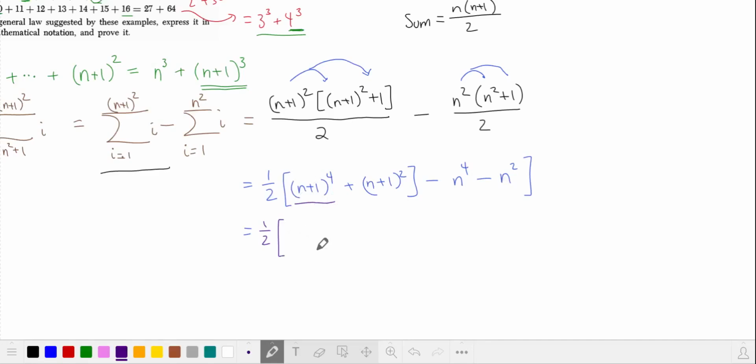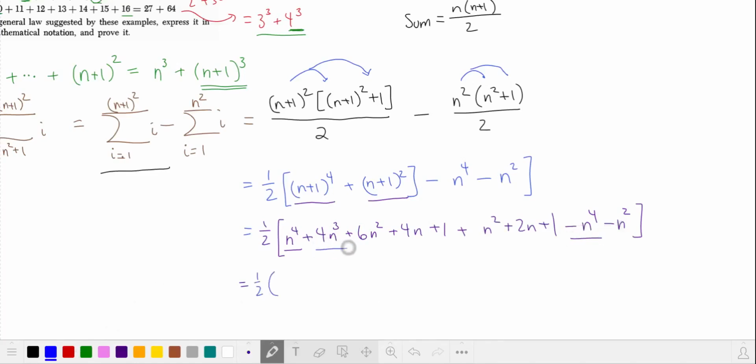That'll be 14641. So this is n to the fourth, 4n cubed, 6n squared, 4n plus 1. And then we'll expand this second squared binomial and subtract n to the fourth and n squared. We lose the n to the fourth terms. We're left with 4n cubed, 6n squared, 7, but then we subtract 1. So we're back to 6n squared. 4 plus 2, that gives us 6n, and our constant is 2.